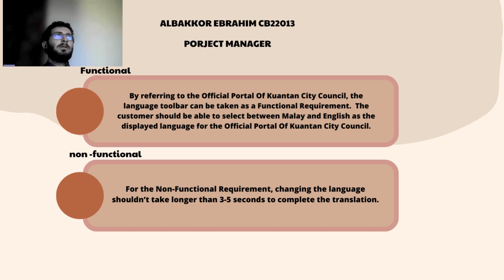And for my individual part, which is choosing a functional and non-functional requirement from the system. For the functional requirement, I have chosen the language toolbar, where the customer should be able to select between Malay and English as the displayed language of the official portal of Kuantan City Council. And the non-functional requirement, which is technically related to the functional requirement, is that changing the language shouldn't take longer than 3 to 5 seconds to complete the translation.